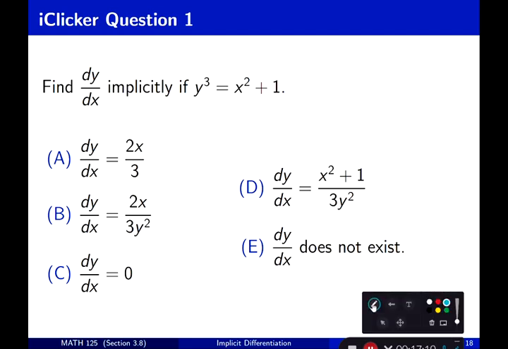Now, if I want to take the derivative implicitly, the derivative of y to the third is a generalized power rule. It's going to be 3y squared times y prime. The derivative of x squared is 2x. The derivative of 1 is 0. So y prime, solving for y prime, is going to be equal to 2x divided by the coefficient of y prime, which is 3y squared. And that is B.